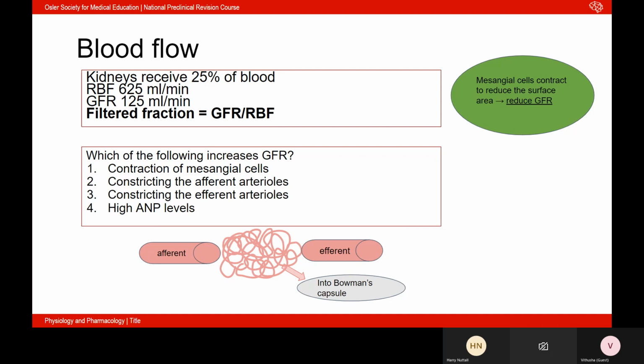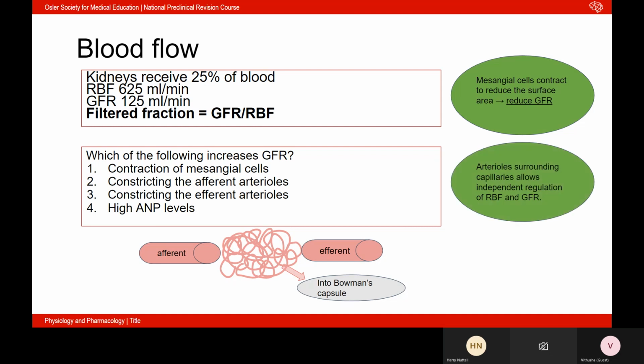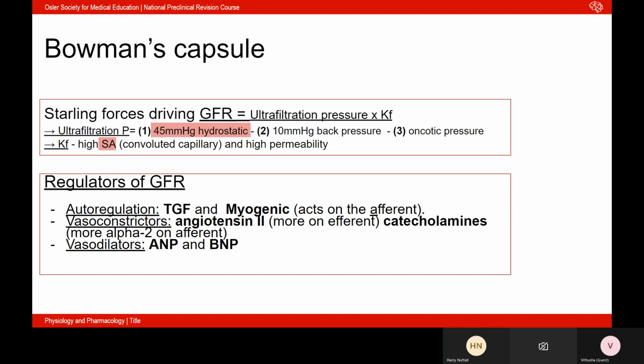So here's another little point to remember. Mesangial cells contracting would actually reduce the surface area, and so this would reduce the GFR. And as I mentioned, the arterioles setup is quite specific to the kidney. So now we're going to look at the Bowman's capsule.